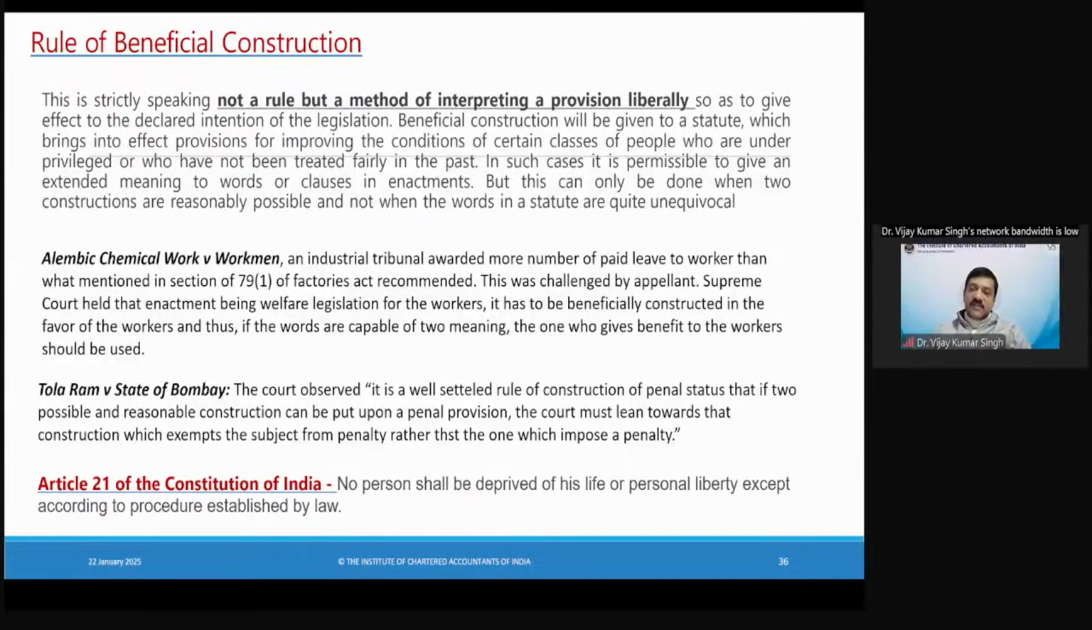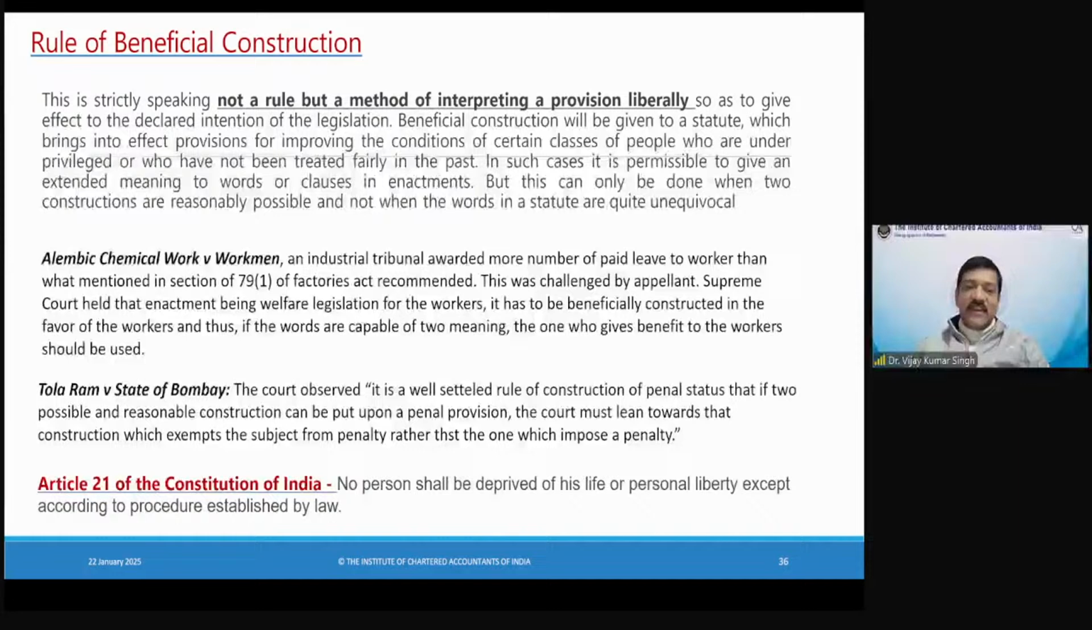There is one provision under the Constitution, that is Article 21 of the Constitution of India. Interesting. Article 21 says no person shall be deprived of his life or personal liberty except according to the procedure established by law. So see, this is such a one-line article, but you will be surprised to know that the Supreme Court has interpreted so many provisions, so many rights to the citizens of the country.